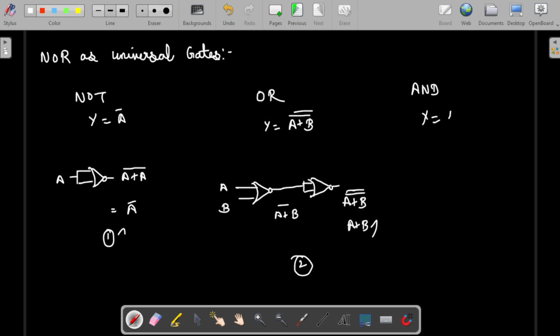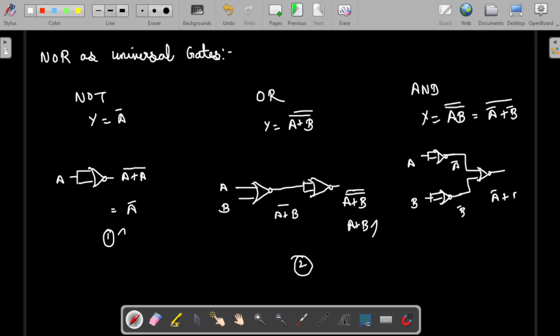Now for AND functionality, take De Morgan's law, and we get A bar plus B bar, the whole bar. So let's take two individual NOR gates to get the complement of each input. Here it is connected to A, here connected to B. So here we get A bar, and here we get B bar. When we connect these to a NOR gate, we get A bar plus B bar, the whole bar, which is equivalent to this. If we bring the bar inside, that will be AB. So with the help of three gates, we are able to implement the AND gate.